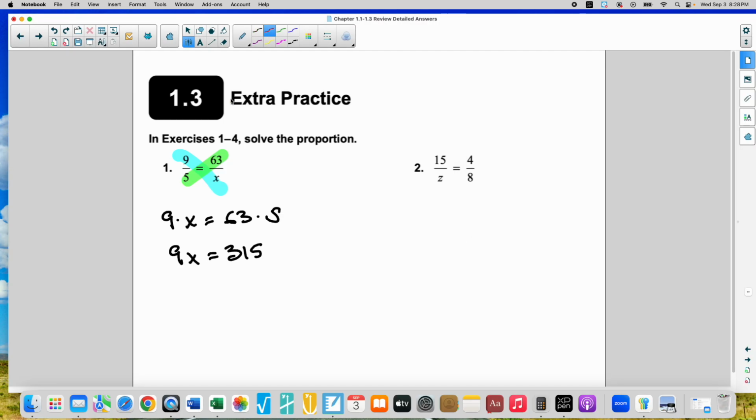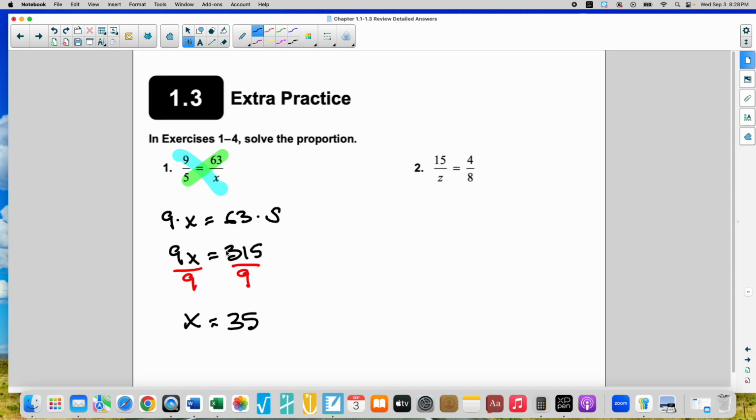315. Let's divide by 9. Divide by 9, and we get x equals 9 goes in 3 times 27. 45 is 5, so it should be 35. X equals 35, which is correct. I just want to show you the other.